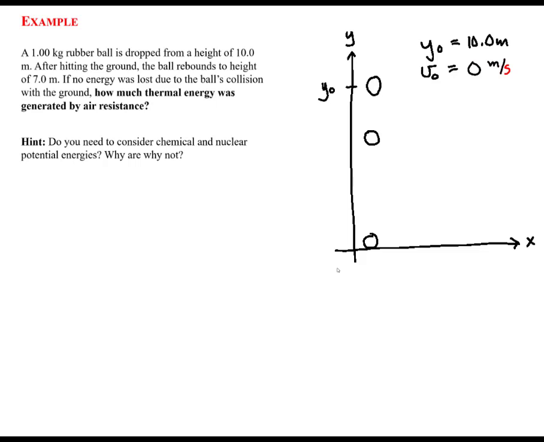So the ball then falls, hits the ground, and rebounds. Let's now indicate what we know about the ball when it's at its final height. The ball at its final height, we will say is y equals, I'll go ahead and change that variable to h, and that is going to be equal to 7 meters. The ball's speed at that height is going to be 0 meters per second, because it rebounds to its maximum height.